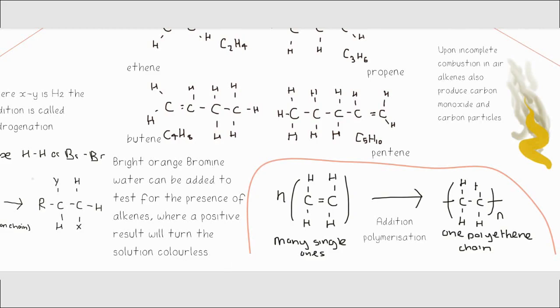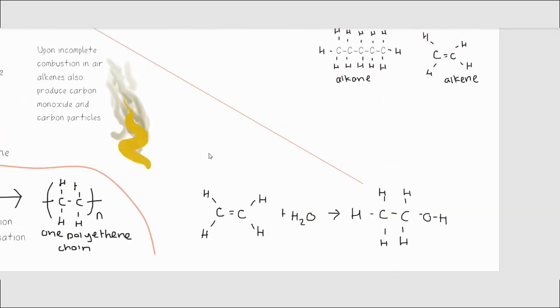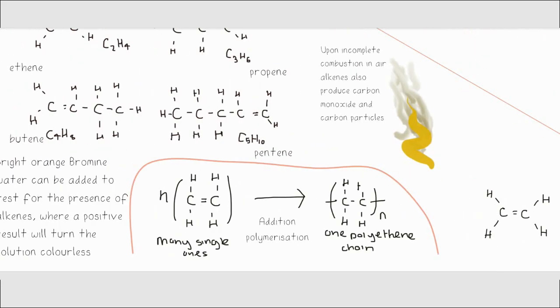Bright orange bromine water can be added to test for the presence of alkenes, where a positive result will turn the solution colourless. Steam can also be reacted with alkenes to form alcohols, e.g. ethene reacting with steam to make ethanol is a very useful reaction.